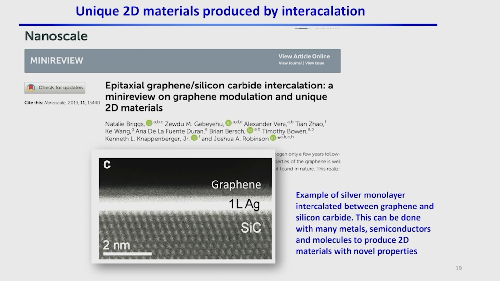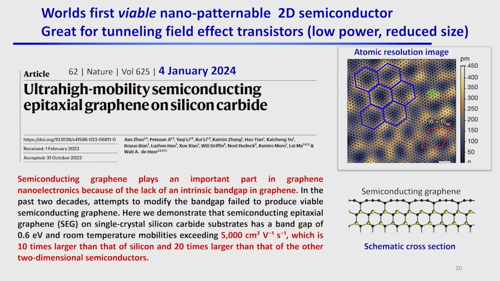This is something that's very interesting. We were able to put different materials under the graphene to make new kinds of 2D materials. Finally, this is something that's brand new. It's called ultra-high mobility semiconducting epitaxial graphene on silicon carbide.